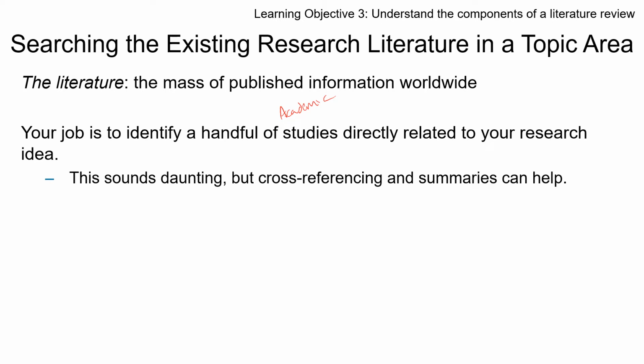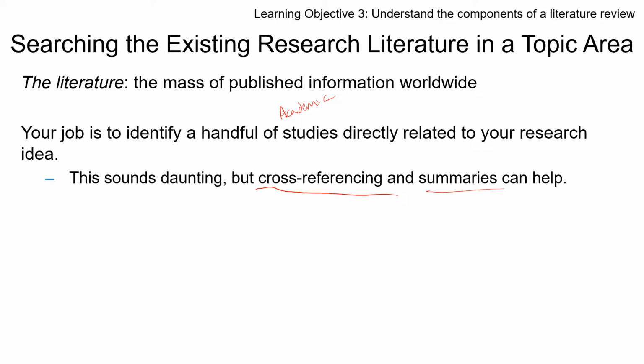It does sound daunting, but there's things that you can do to make it less daunting. There's things that you can do to make it easier. A major component is cross-referencing. Another component is summaries, reading abstracts, finding secondary sources that can lead you to primary sources. So finding something like a Wikipedia article that can lead you to academic articles that are based on that topic.